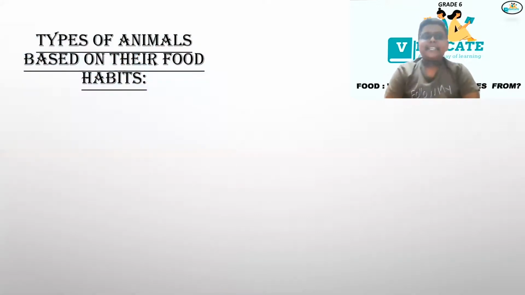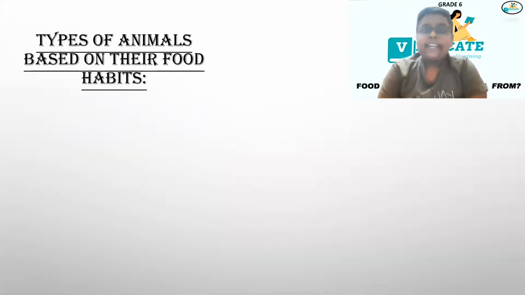So our concept is types of animals based on their food habits. How is the food habit of the animals? How are they dependent on their food? Let's see how they are classified based on their food.